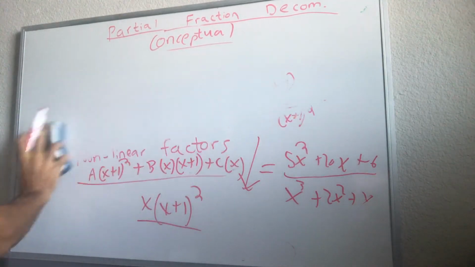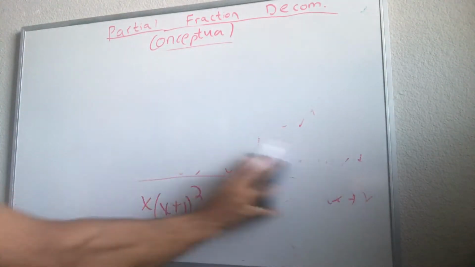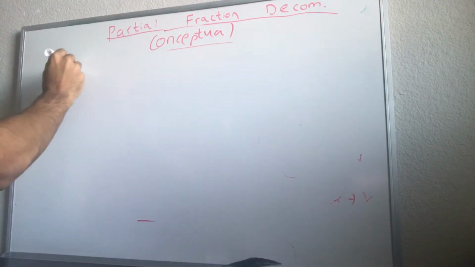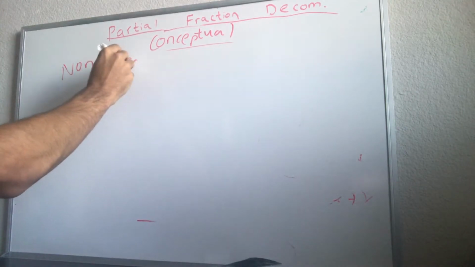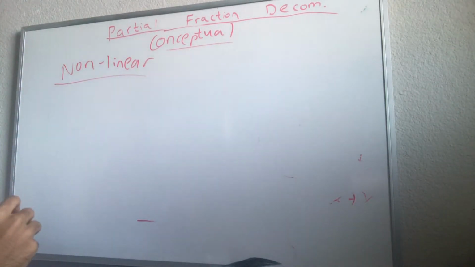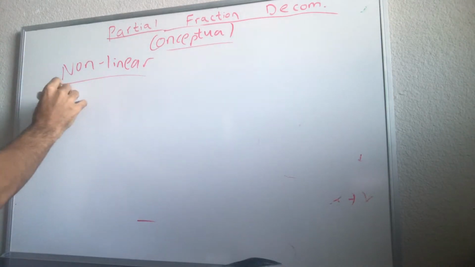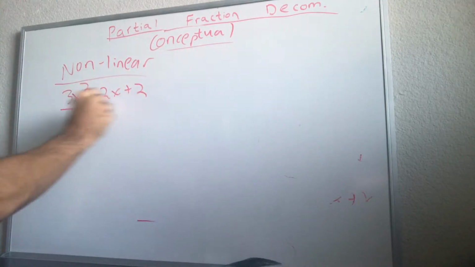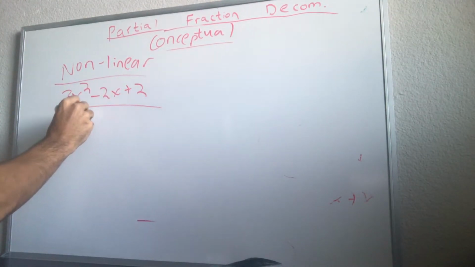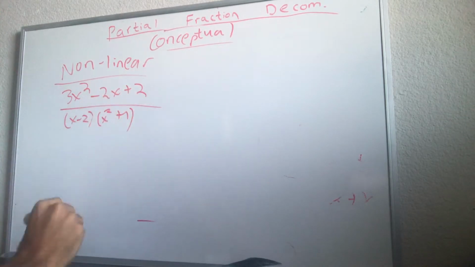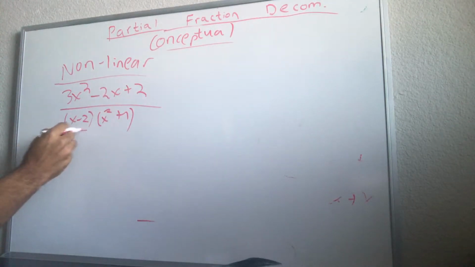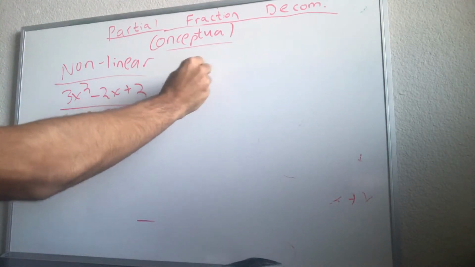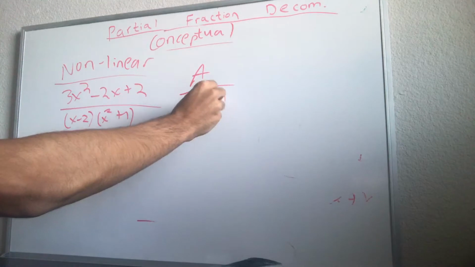Now, the other thing we have here is nonlinear factors, and this is interesting because it doesn't always have to be linear. So when I say nonlinear factors, I could just give an example here again. We can have 3x squared minus 2x plus 2 all divided by x minus 2 times x squared plus 1. Now looking at this, we know that this is definitely a distinct linear factor, right? And so there's no doubt that we can write this as a divided by x minus 2.